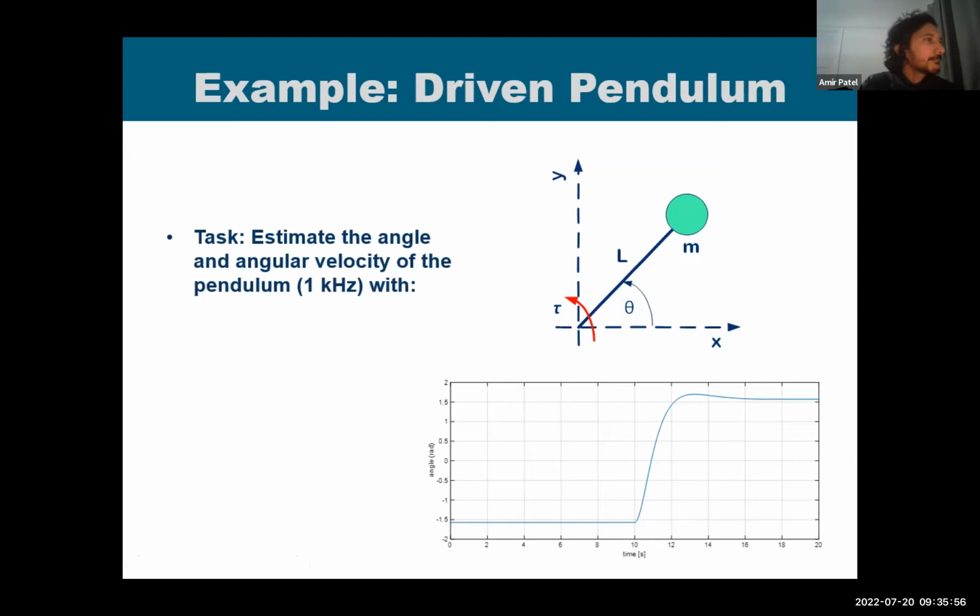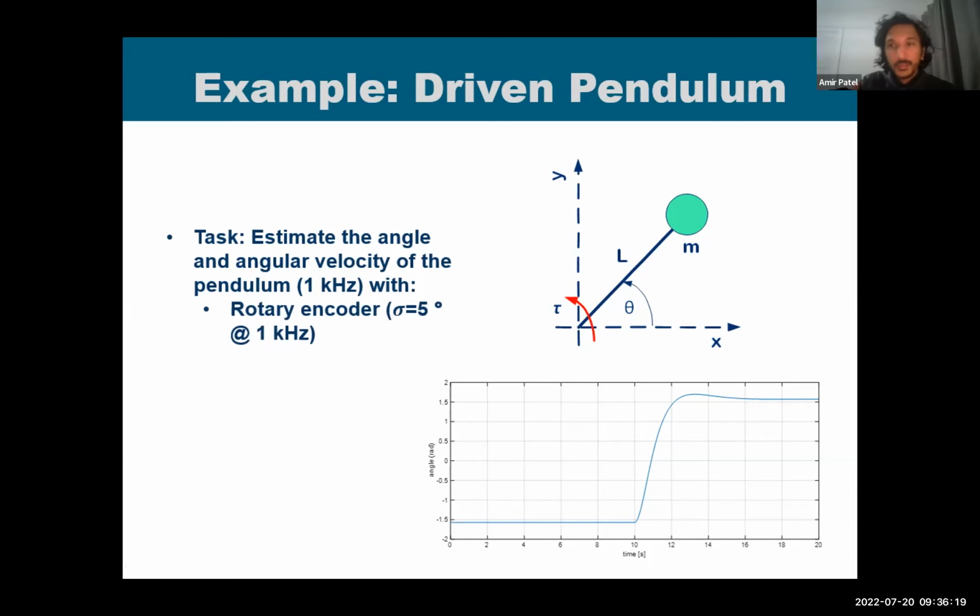I'm going to go through this quite quickly because I'm running out of time. But let's say we're trying to estimate the angle and angular velocity of a pendulum. So let's imagine you have a pendulum swinging back and forth, but it's driven by a motor, right? So it can actually swing to any angle. This is the sort of angle profile you get. It starts from the bottom and it swings all the way to the top.